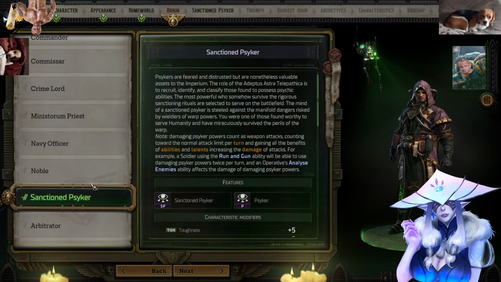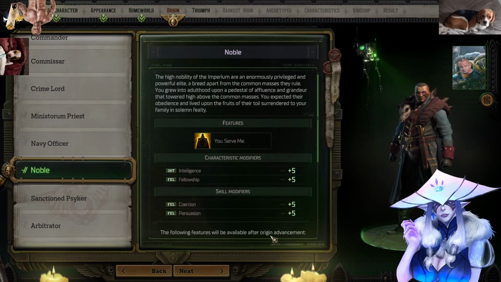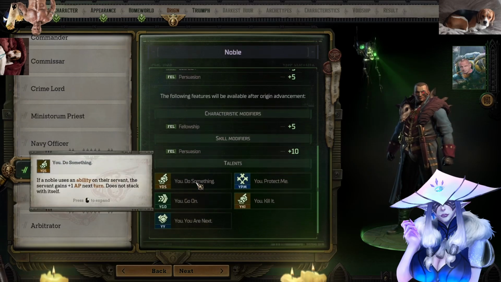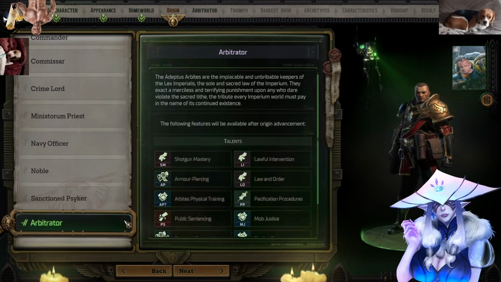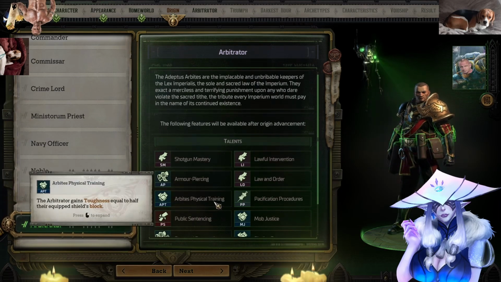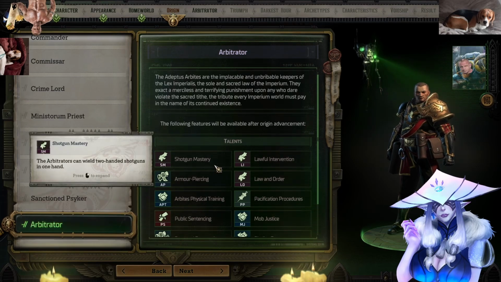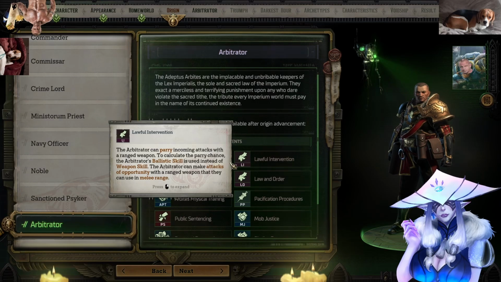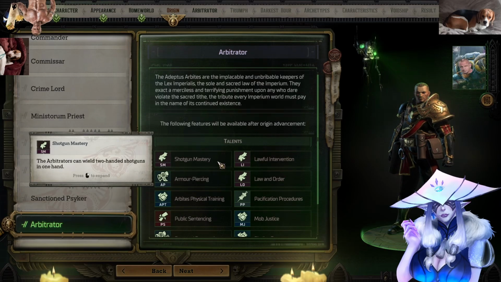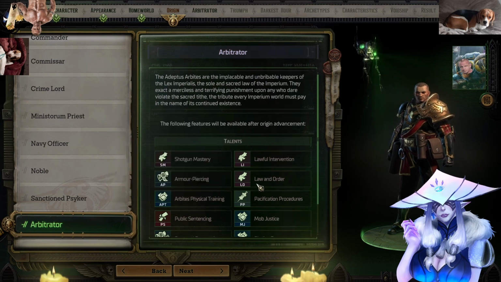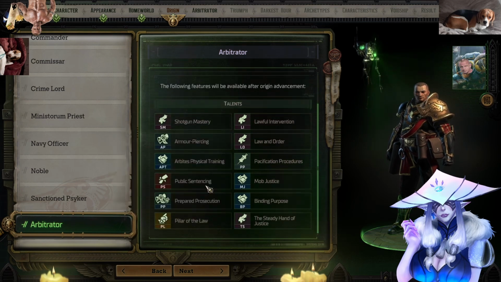What is the closest to just... Intelligence, persuasion, fellowship. You do something. The servant. No. Everything against toughness, you could equip with shields, block, armor piercing. Shotgun mastery. Can wield two-handed shotguns in one hand? Oh no, no. If a ranged weapon. No, I don't want to use ranged weapons.